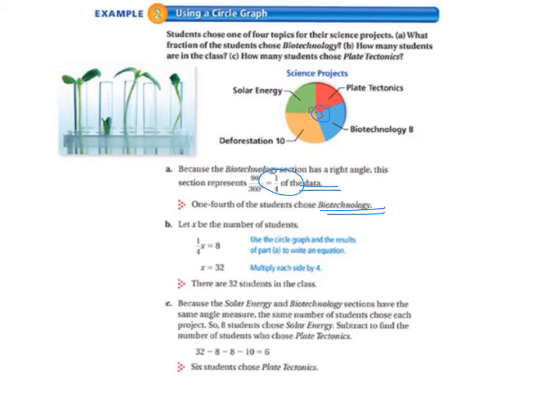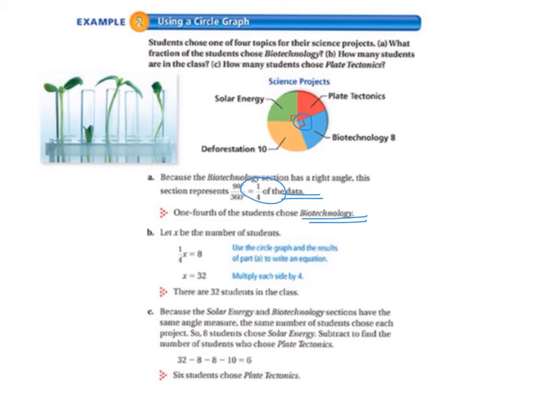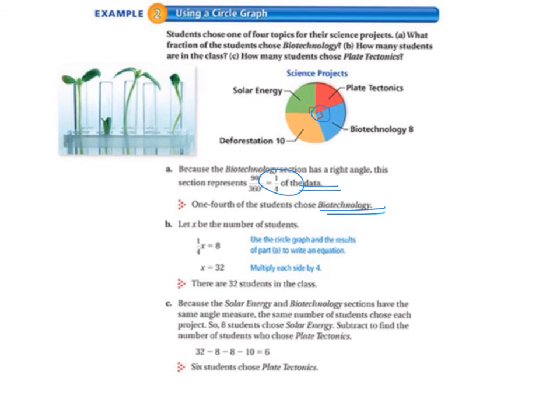And so letter B, it says, let X be the number of students. So we don't know the total number of students yet. But we know that 1/4 of X equals 8. So in order to get X by itself, we multiply each side by 4. So X equals 32. So there are 32 students in the class.